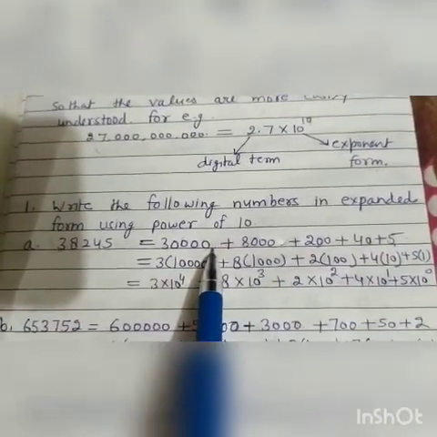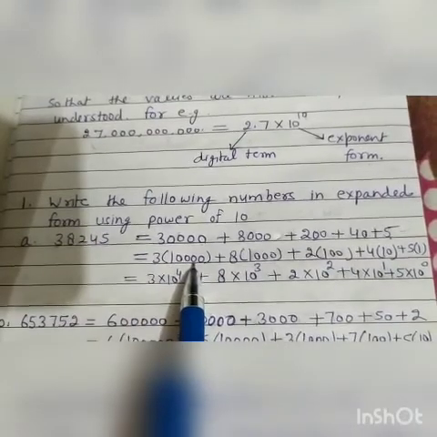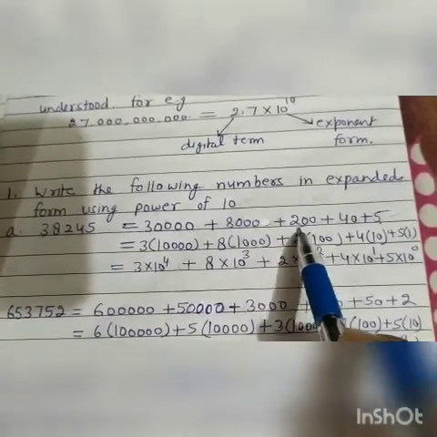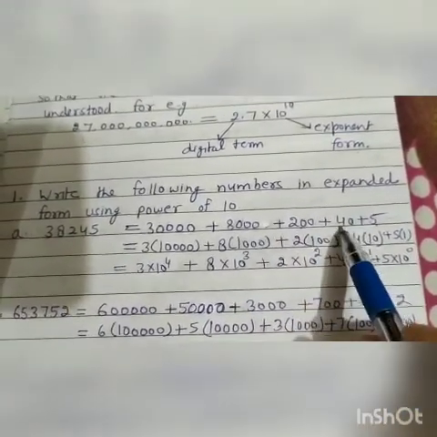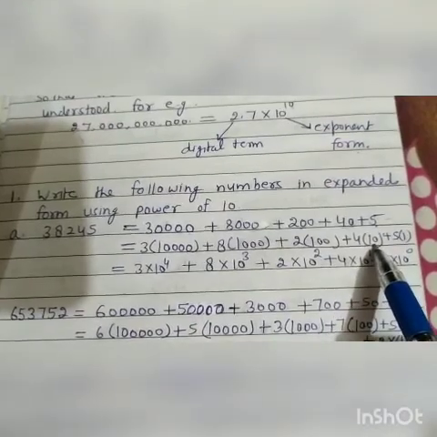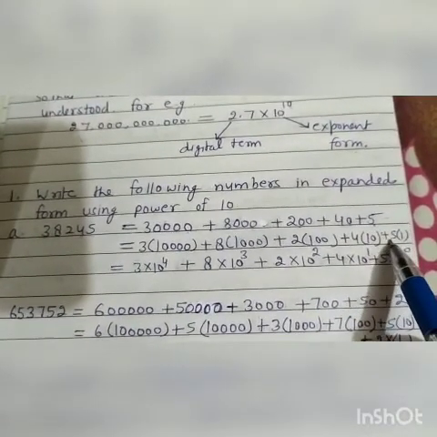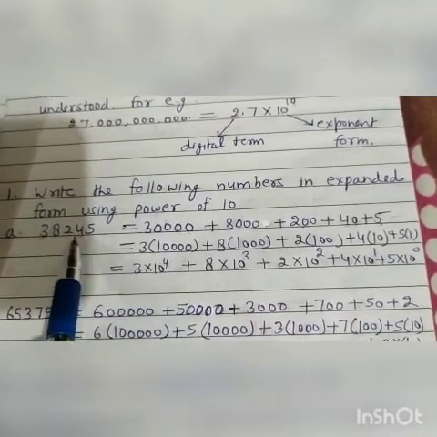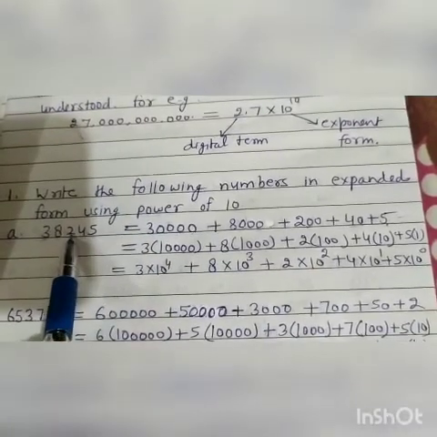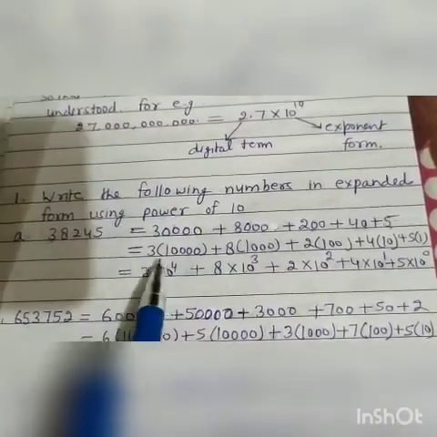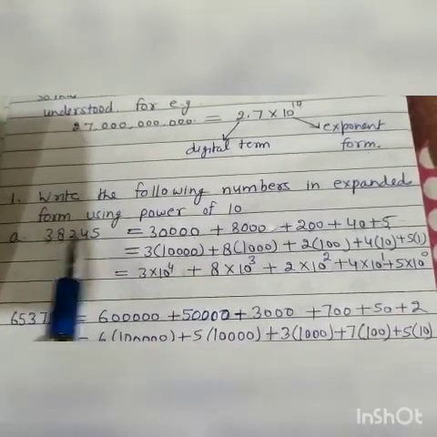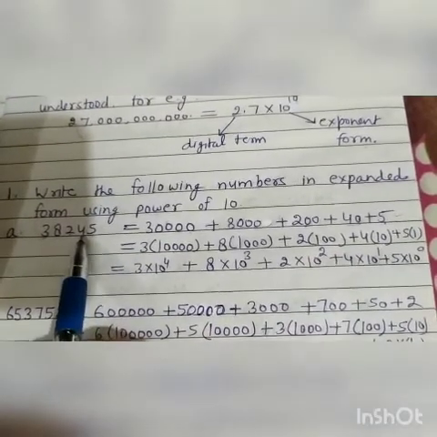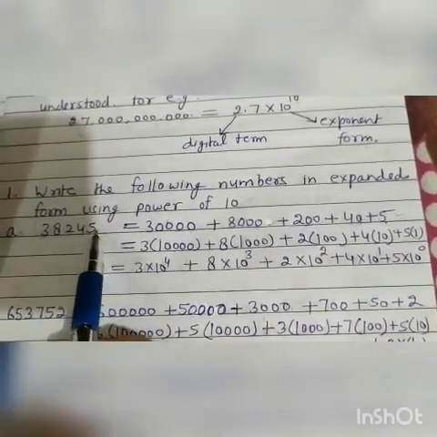Now this 30,000 we can write as 3 multiplied by 10,000, plus this 8,000 can be written as 8 multiplied by 1000, plus 200 can be written as 2 multiplied by 100, plus 40 can be written as 4 multiplied by 10, then plus 5 can be written as 5 multiplied by 1. Or we can say this is each digit multiplied by its place value. What is the place value of 3? Ones, tens, hundreds, thousands, ten thousands. So 3 multiplied by 10,000 plus 8 multiplied by 1000 plus 2 multiplied by 100 plus 4 multiplied by 10, because the place value of 4 is 10.